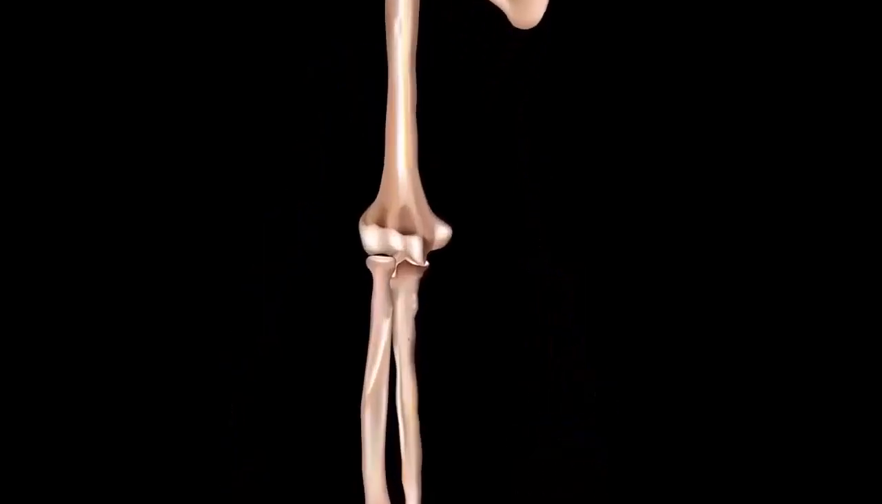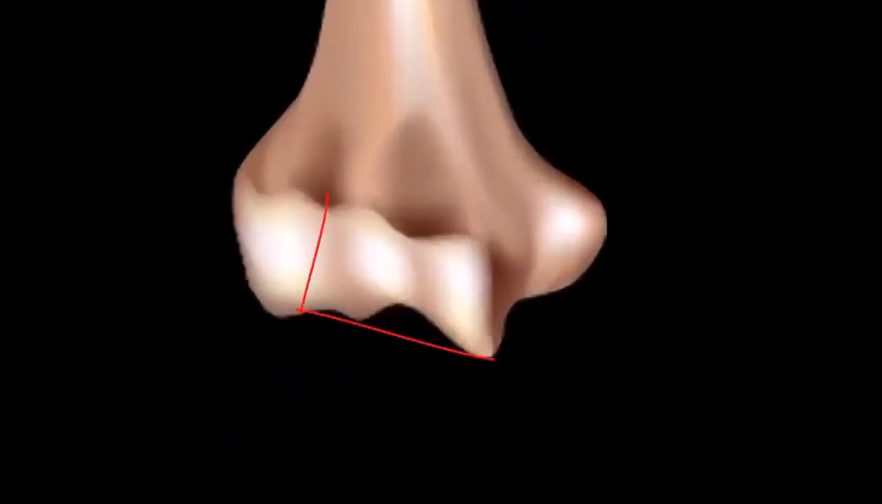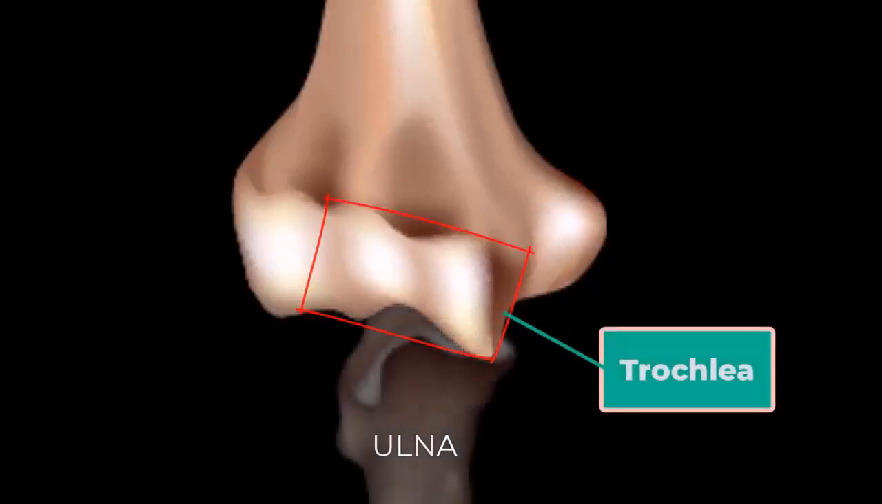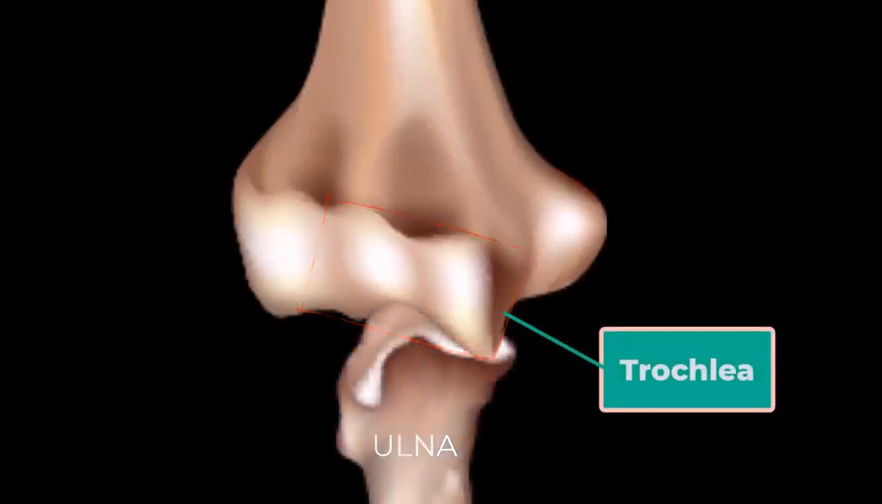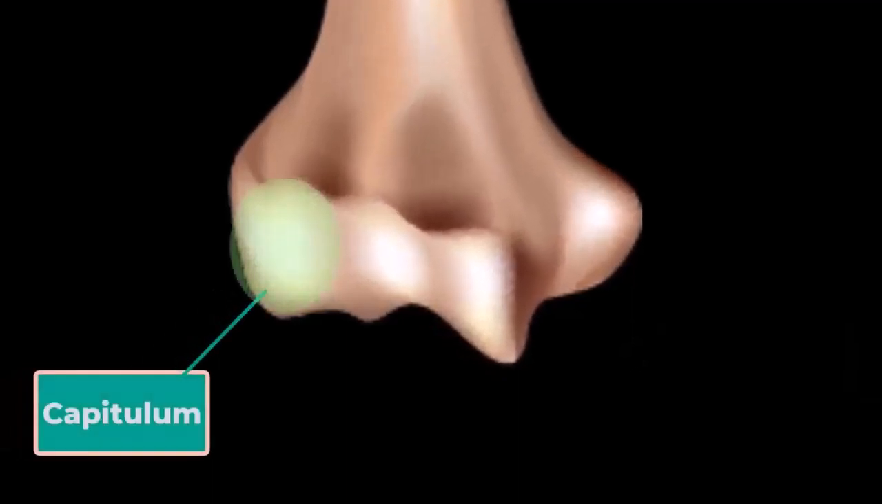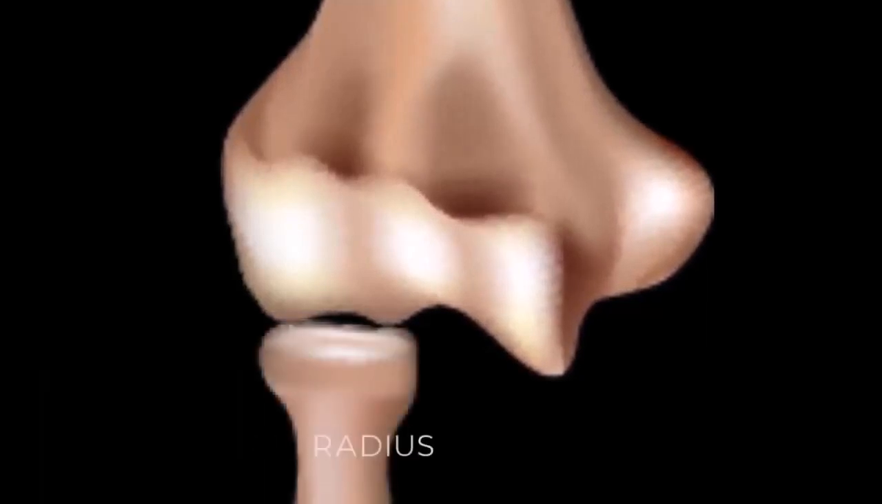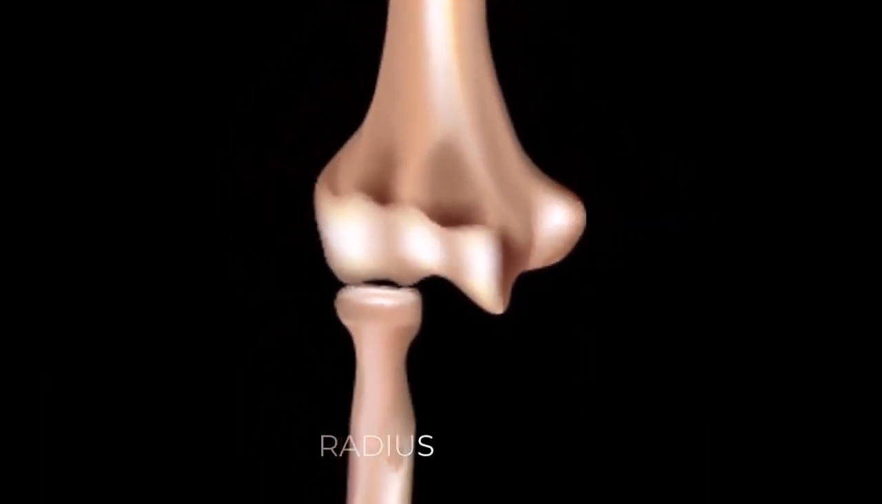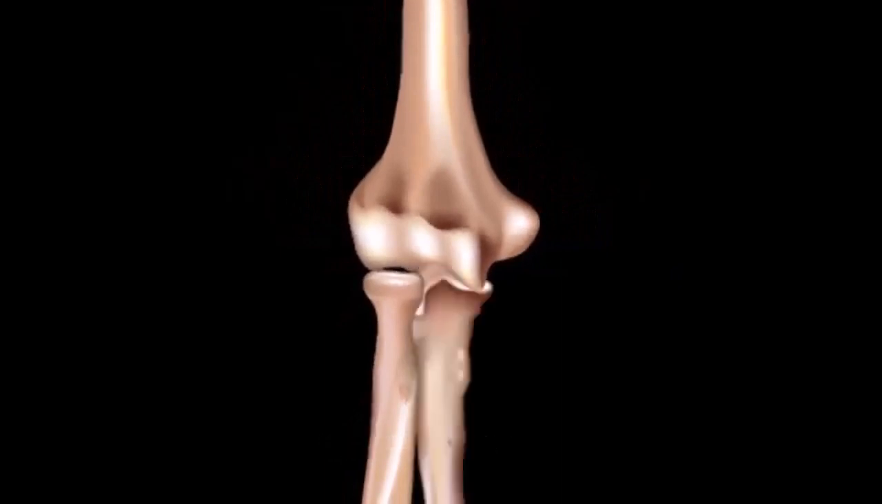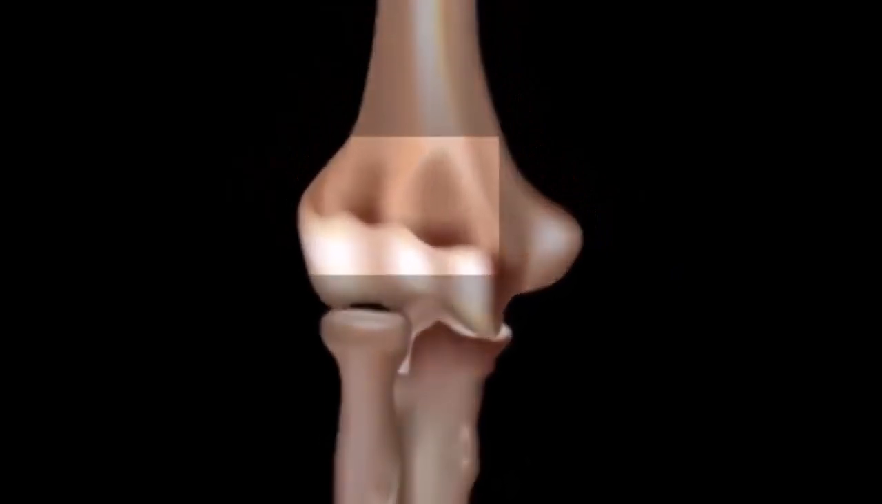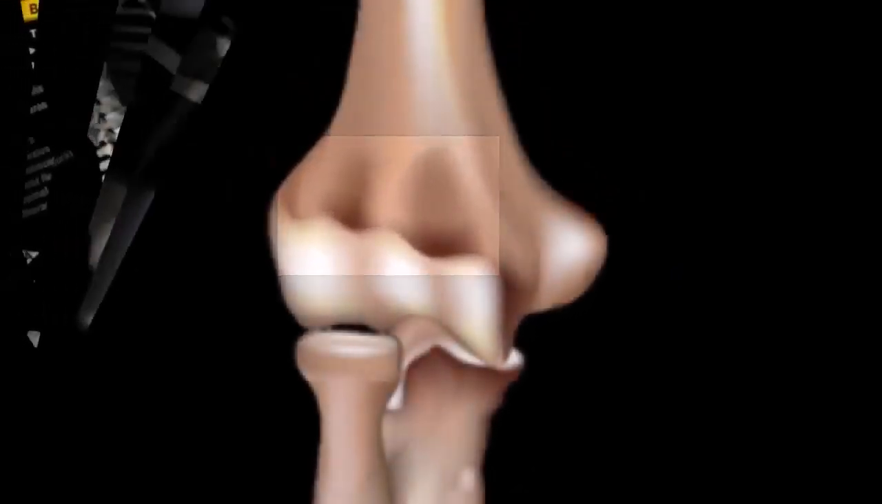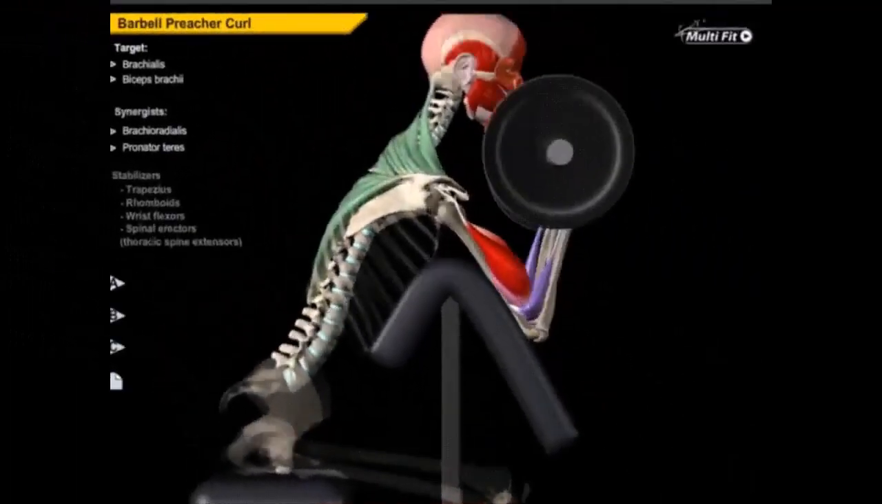The more medial of these areas is called the trochlea. The trochlea articulates with the ulna bone. Immediately lateral to the trochlea is the capitulum, which is a knob-like structure located on the anterior surface of the distal humerus. The capitulum articulates with the radius of the forearm. Just above these bony areas are 2 small depressions. These spaces accommodate the forearm bones when the elbow is fully bent or flexed.